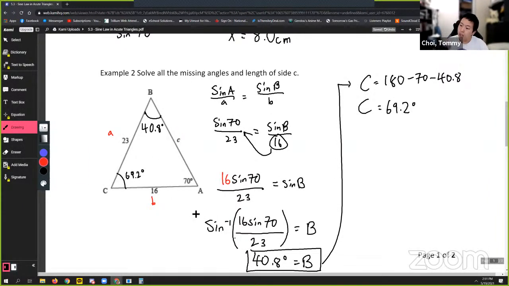C. I'm going to give you 5 minutes to do so. Please solve for side C. And we will take it up in, not 5 minutes. I'll give you 3 minutes until 2:55. Go.